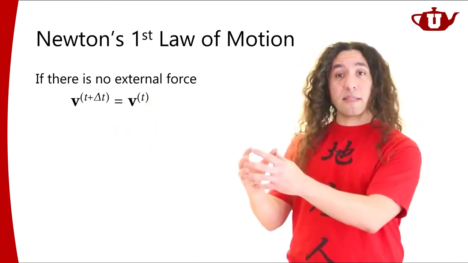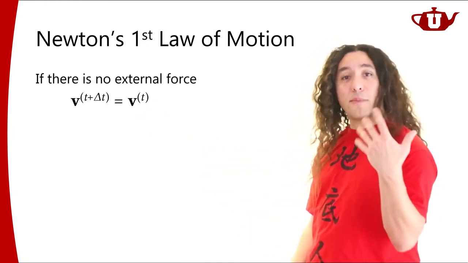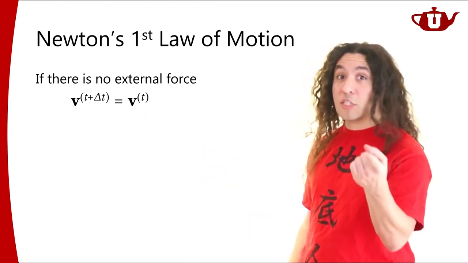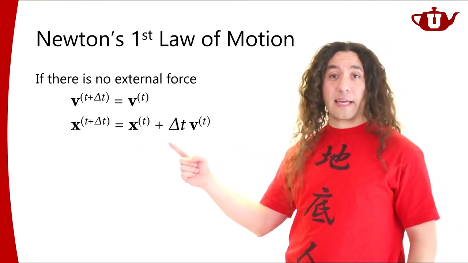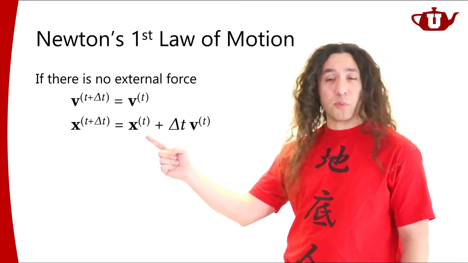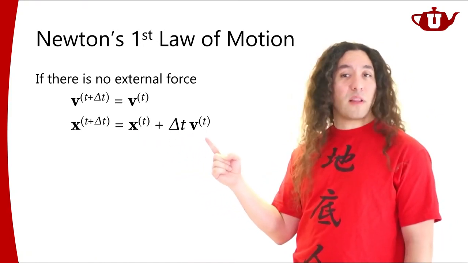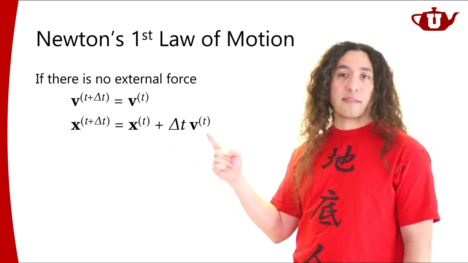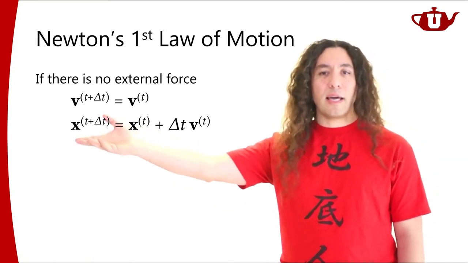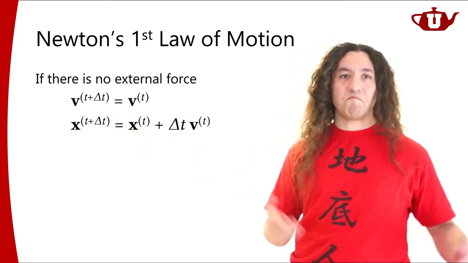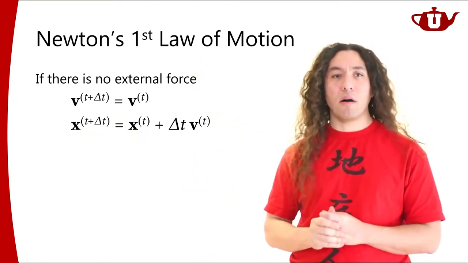Now, if the velocity is constant, the object is going to be moving with constant velocity, right? If the object is moving with constant velocity, its position is going to change, and its position is going to change exactly like this. So this was the original position at the beginning of the time step. So delta t times velocity, this is constant velocity. So I'm adding time step times velocity, and I get the position at the end of the time step. Fairly simple, right? And it's all coming from Newton's first law of motion.